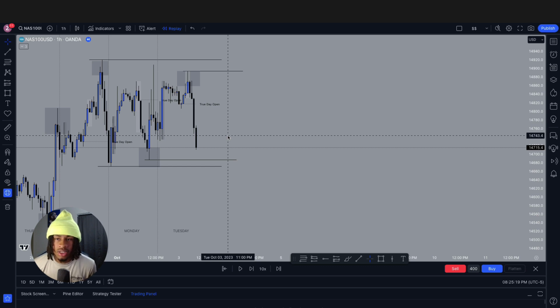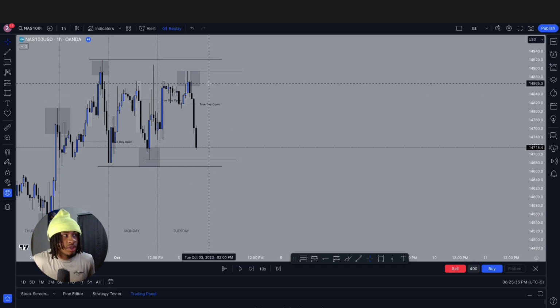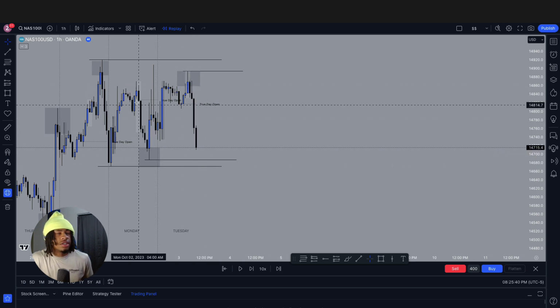Now, internal range liquidity, we'll go into a little bit more depth about it. Internal range liquidity can be inefficiencies. It can be short-term highs, short-term lows. When you drop into a lower time frame, you're automatically going to see internal range liquidity. We're on a 1 hour chart. If we drop into a 5 minute, a 15 minute, 3 minute, we're going to see liquidity highs and lows in this range of price right here. So let's go ahead and do that.